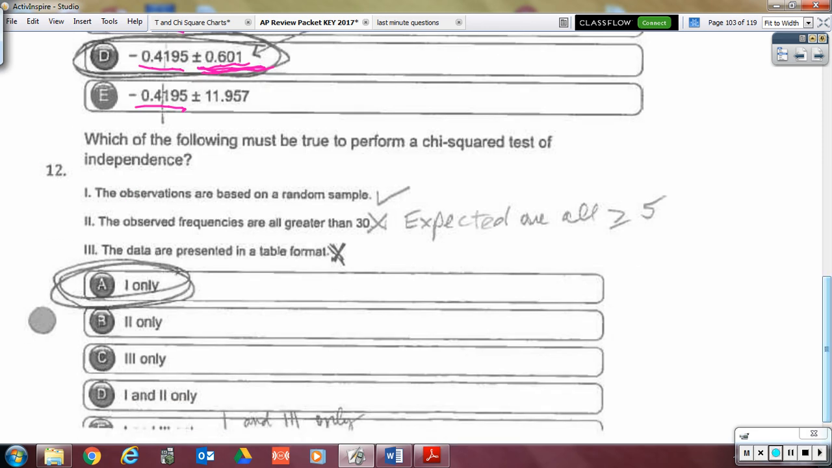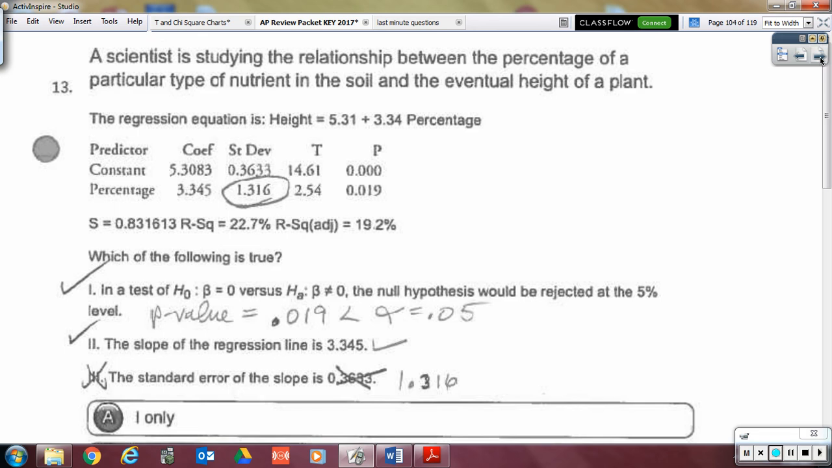Okay, this one, one is the only one that's true. The data doesn't have to be in a table. You can figure it out some other way. But the expected counts have to be greater than or equal to 5. That's your large enough for chi-squareds. Expected counts are greater than or equal to 5. Okay, next. Number 13.